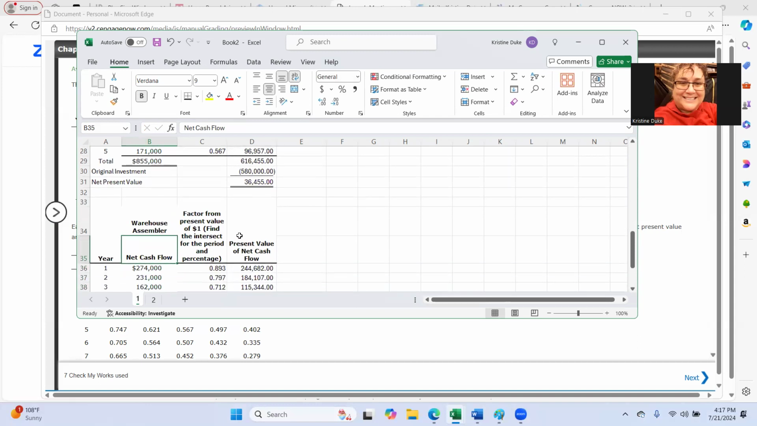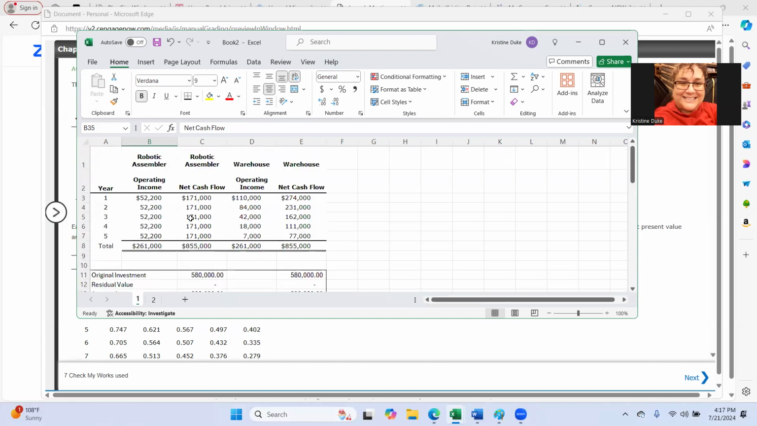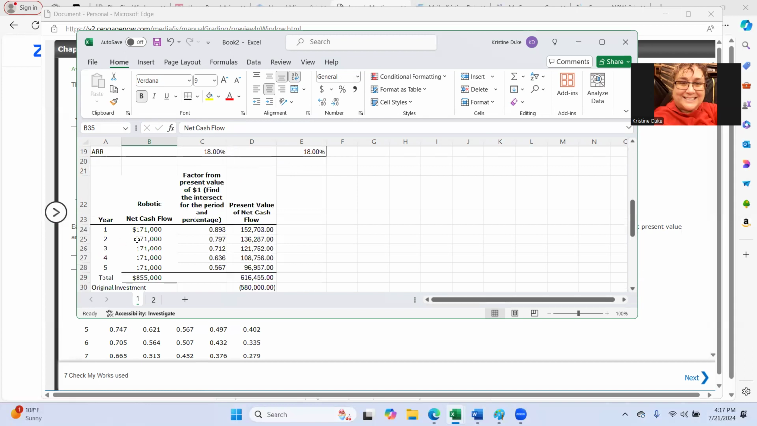Okay, so I just fixed that. So what we're gonna do is, so we got the robotic and we can see the net cash flow is 171. Well, we need to go and figure out what the present value is. So again, this is where I go back to find those tables and they're giving you the tables.